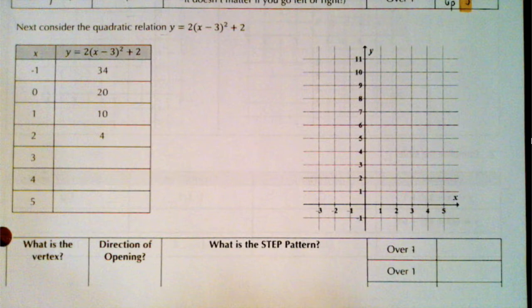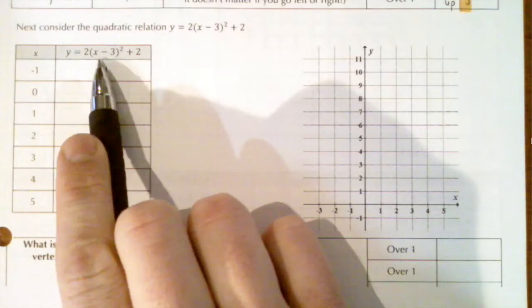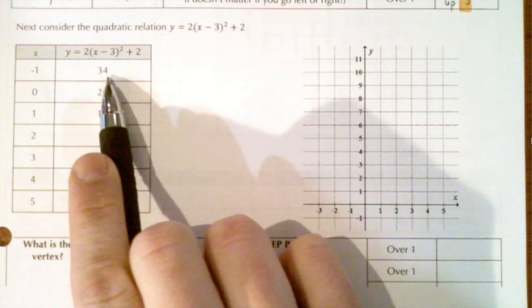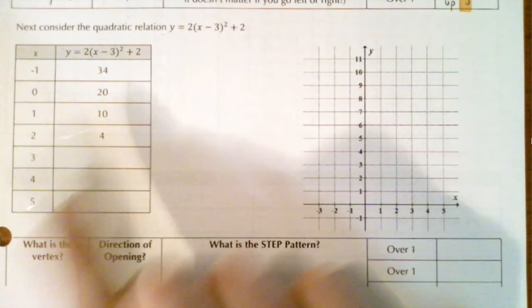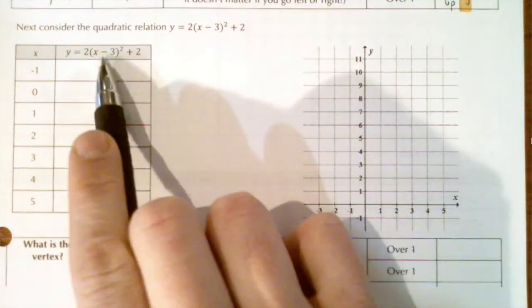If I take -1 and put it into the equation and square it, we get 34. If I put 0 in, I get 20. If I put 1 in, I get 10. If I put 2 in, I get 4. If I put 3 in, 3 minus 3 is 0, squared is 0, times 2 is 0, plus 2 is 2.